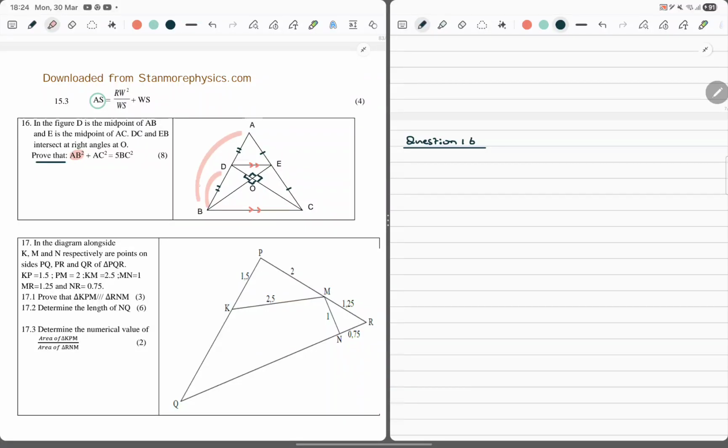Because DB is half of AB, so maybe we're looking at that triangle DB. Then AC squared as well. AC squared is from here, so surely through EC. It should give us something. So this makes us look at these 2 triangles. So those 2 triangles are seemingly giving us something. Okay, now we're going to start.